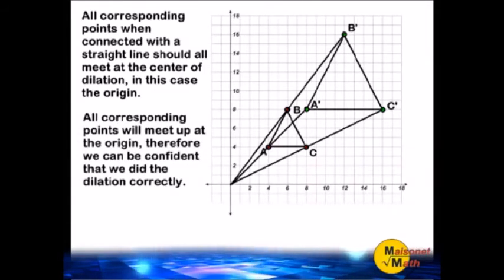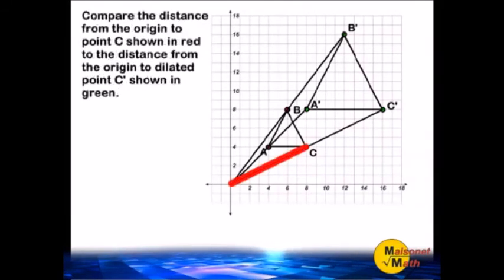With this example, we can see if we were to connect a line with point A to the other point A and extend that line, it would indeed intersect at the origin. And the same is true for the corresponding points for B as well as the points for C. Another thing that you should notice is that if you were to compare the distance from the origin to the original points as compared to the distance from the origin to the dilated points, all of the distances should have doubled because the scale factor was 2.